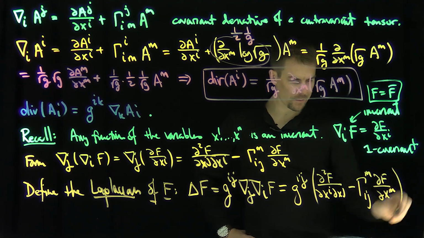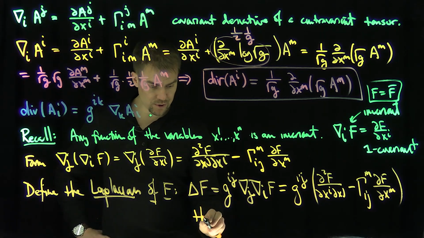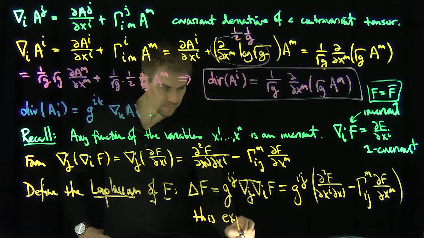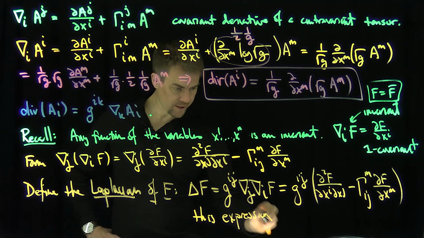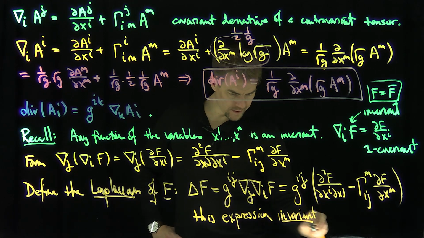And I see here that there are two summations. So it actually turns out that this expression over here is an invariant. This expression is invariant. It's a trace. In other words, it doesn't depend on the coordinate systems, right?